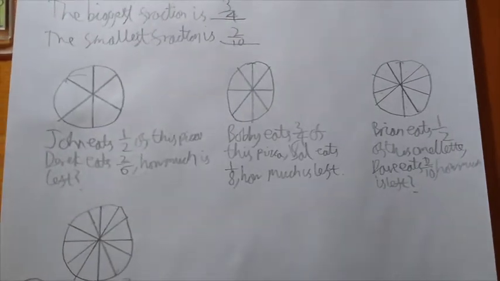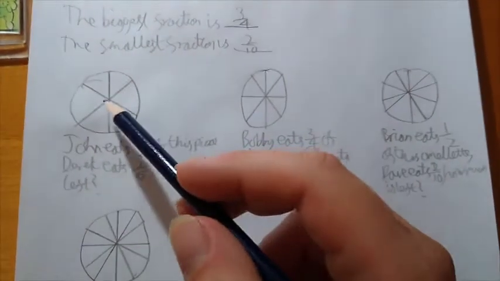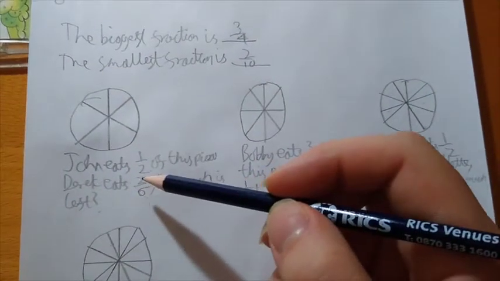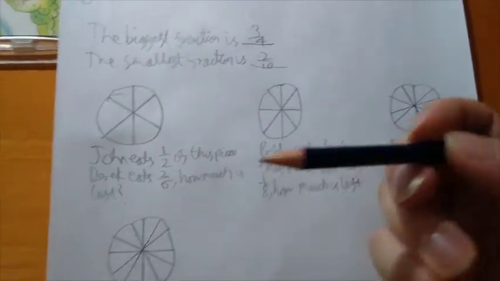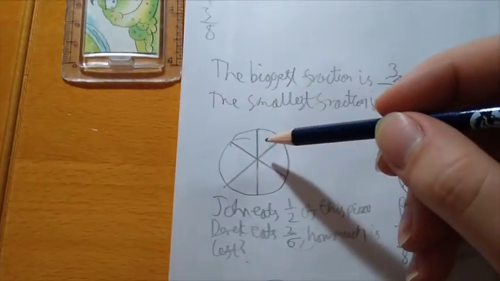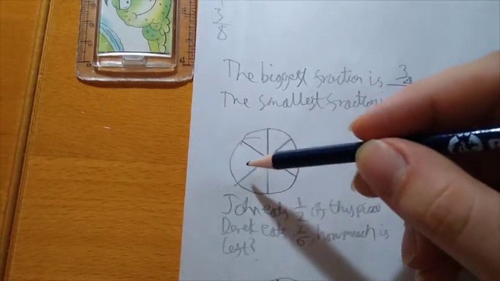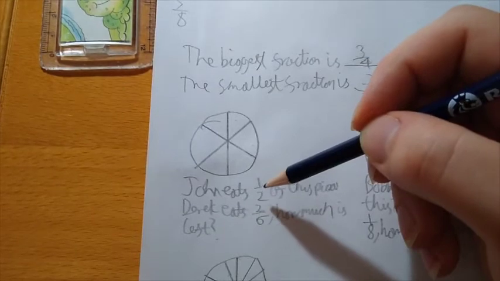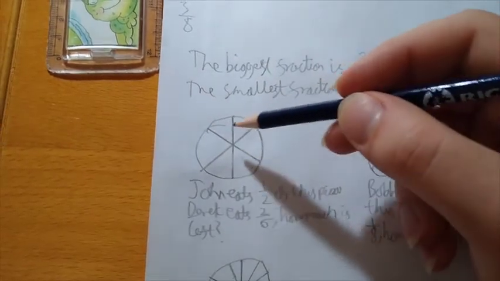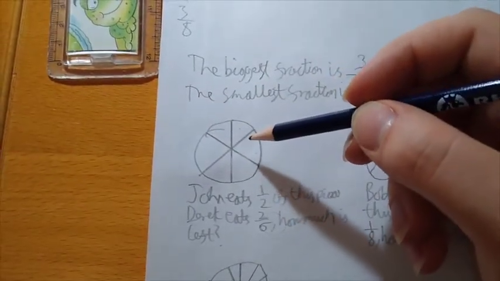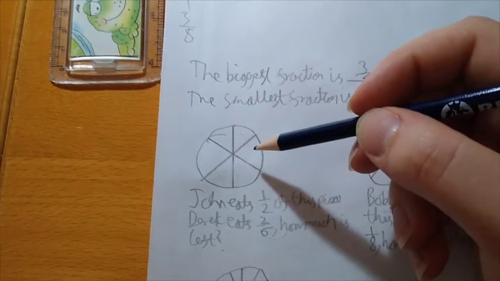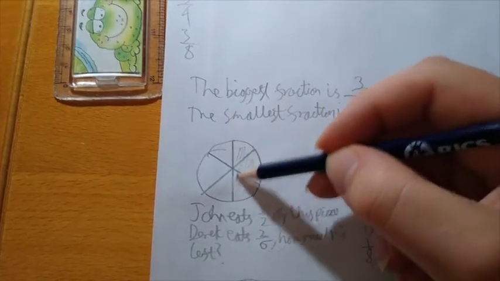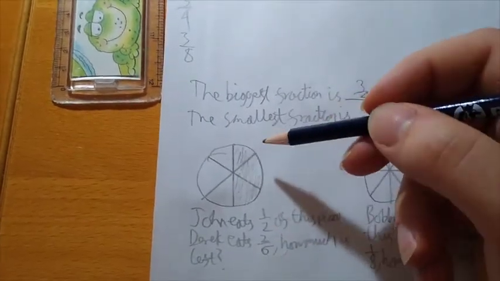So here we have some pie charts. For our first question, John eats 1/2 of this pizza, Derek eats 2/6. How much is left? So this pizza is divided into 1, 2, 3, 4, 5, 6 slices. So you might be asking yourself, what is 1/2 doing there if this pie chart is split into 6? Well, as we learned, 3/6 is 1/2 of 6/6. So we're going to shade this in for our half. So that's how much John has eaten.